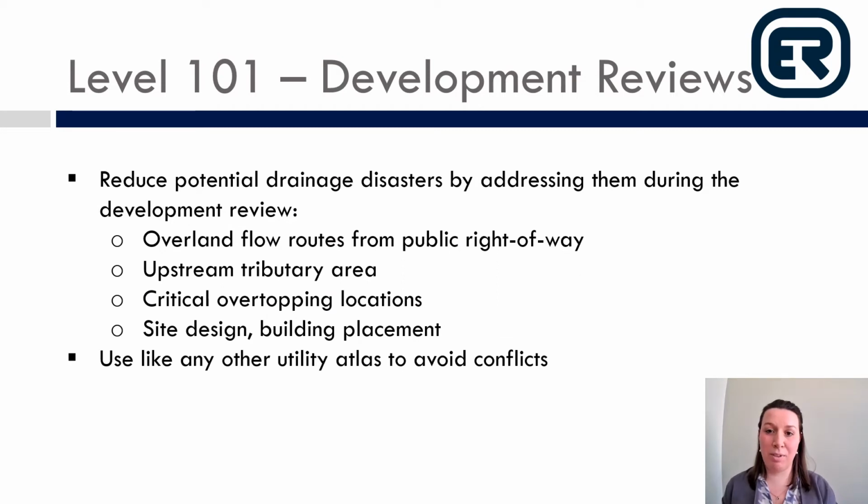Our next example of how these maps can be useful for municipality staff is during development reviews. Even when engineers design a site plan for an improvement project, and even when it's reviewed by the municipality's engineer, if the engineers don't consider upstream tributary flows, the site design may create new flooding conditions or worsen flooding conditions for the proposed project. If you use these overland flow maps, just like any other utility atlas, they can be shared with the design engineer and the review engineer to develop the best site plan.